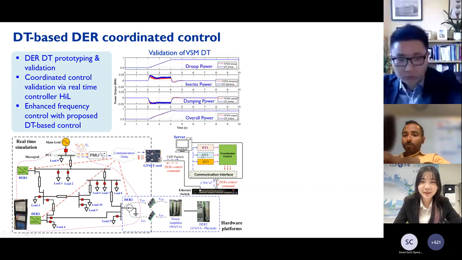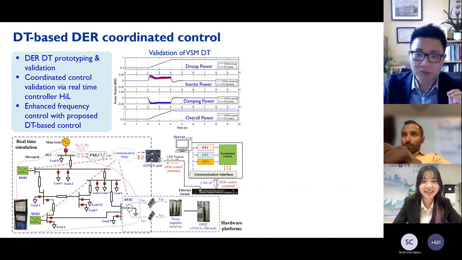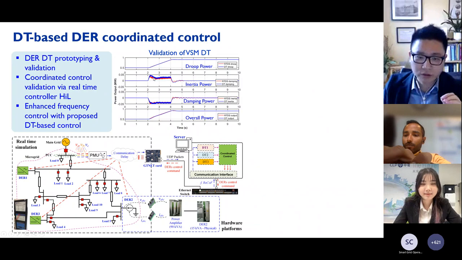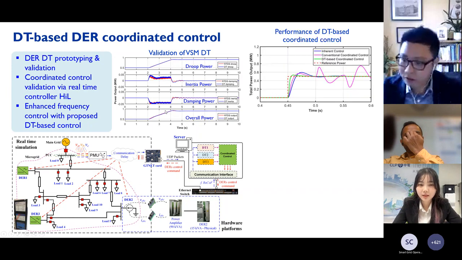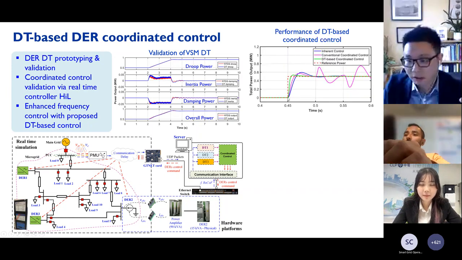You can see that we have a validation of one of the digital twins. You can see very close behavior between the twin and our actual converter. And using that information, we'll be able to perform the coordination. You can see the green line is much better behavior than the purple line without coordination.